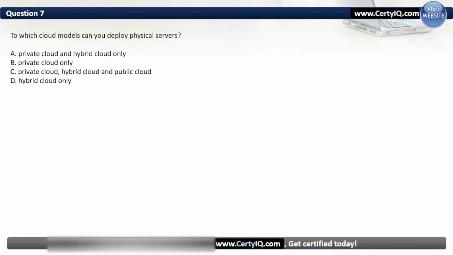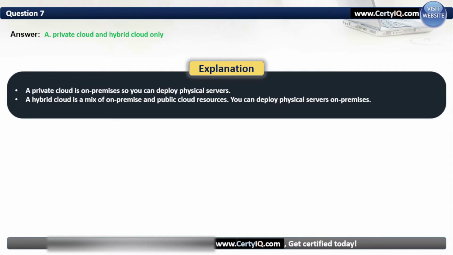Question 7. To which cloud models can you deploy physical servers? The correct option is A. Private cloud and hybrid cloud only. A private cloud is on premises, so you can deploy physical servers. A hybrid cloud is a mix of on premises and public cloud resources. You can deploy physical servers on premises.